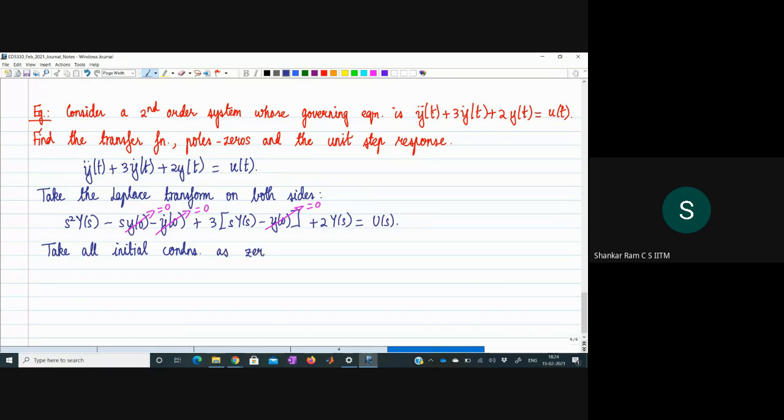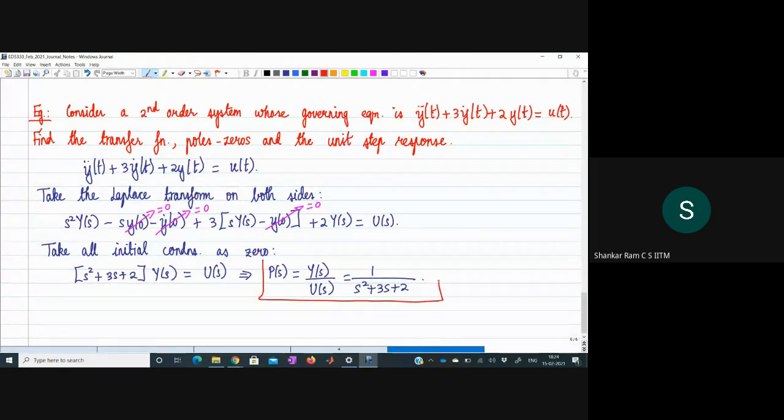what do we get from that? If we do this, what's going to happen is the following. We'll have (s squared plus 3s plus 2) times Y(s) is equal to U(s). So that will imply that the plant transfer function P(s), which is equal to Y(s) divided by U(s), is going to be equal to 1 divided by (s squared plus 3s plus 2). Right? So this is pretty straightforward. Okay. All right.